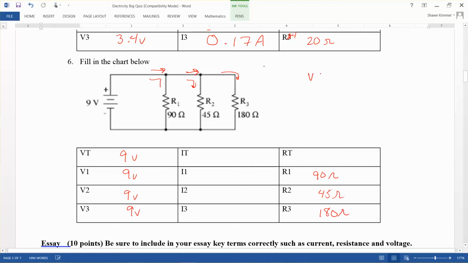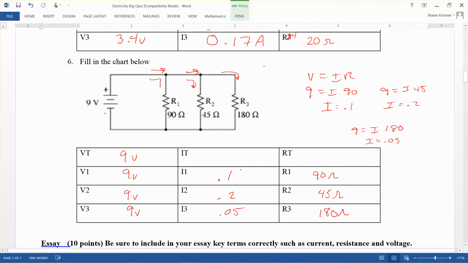Third step is to use our equation, V equals I times R. Voltage is 9 equals I times 90, 9 equals I times 45, and 9 equals I times 180. So I'm going to take 9 divided by 90, which gives me 0.1. 9 divided by 45 gives me 0.2. And 9 divided by 180 gives me 0.05. So now I can just plug these in over here: 0.1, 0.2, 0.05.